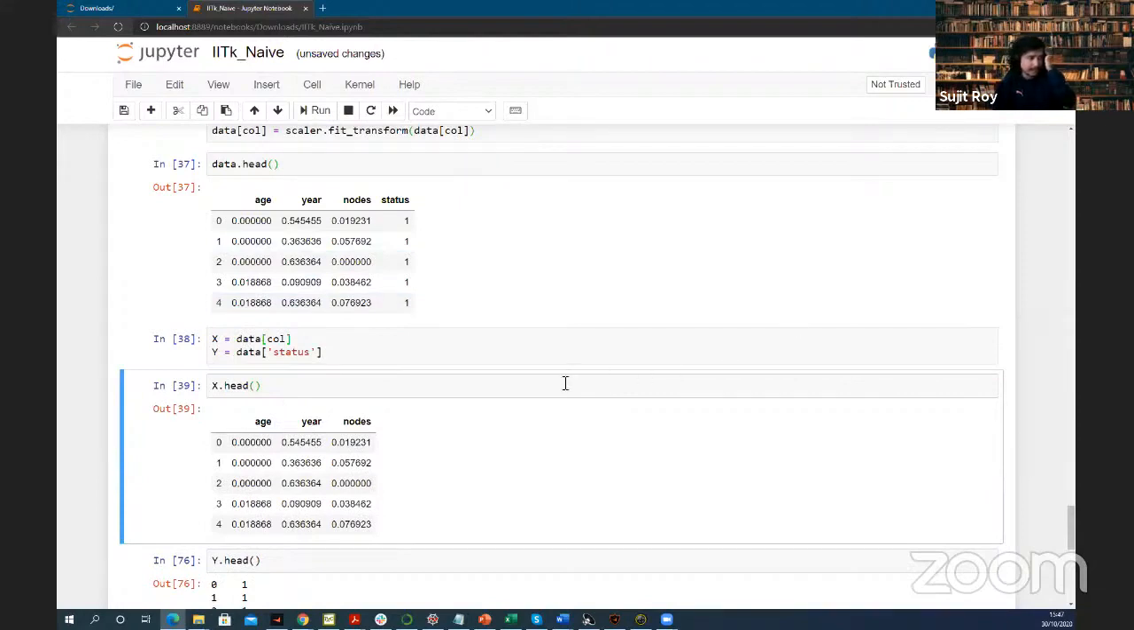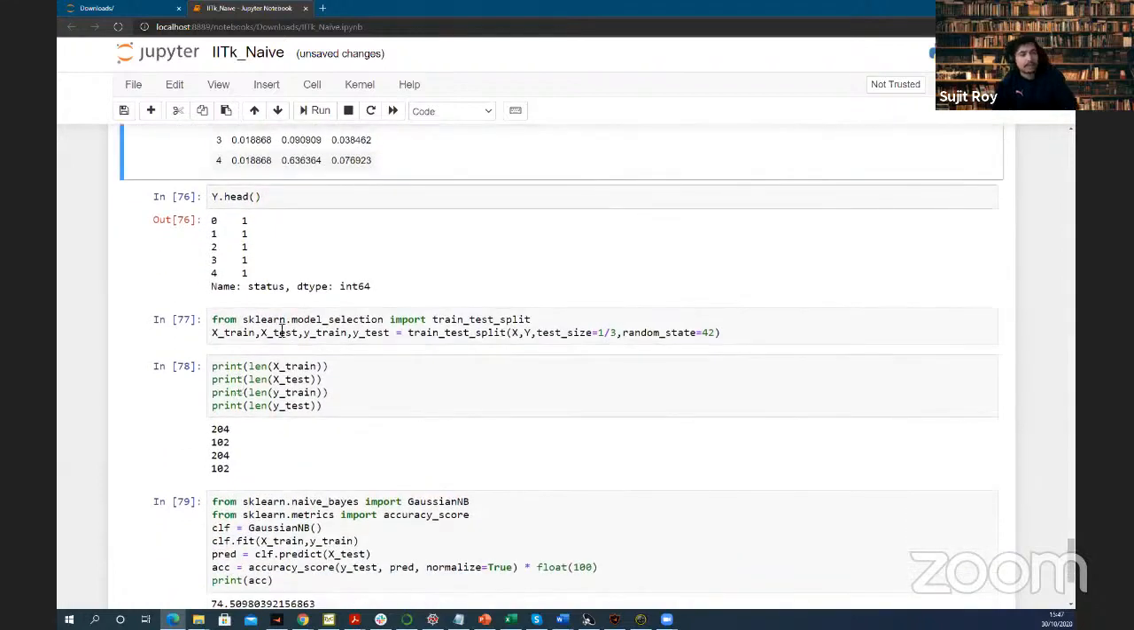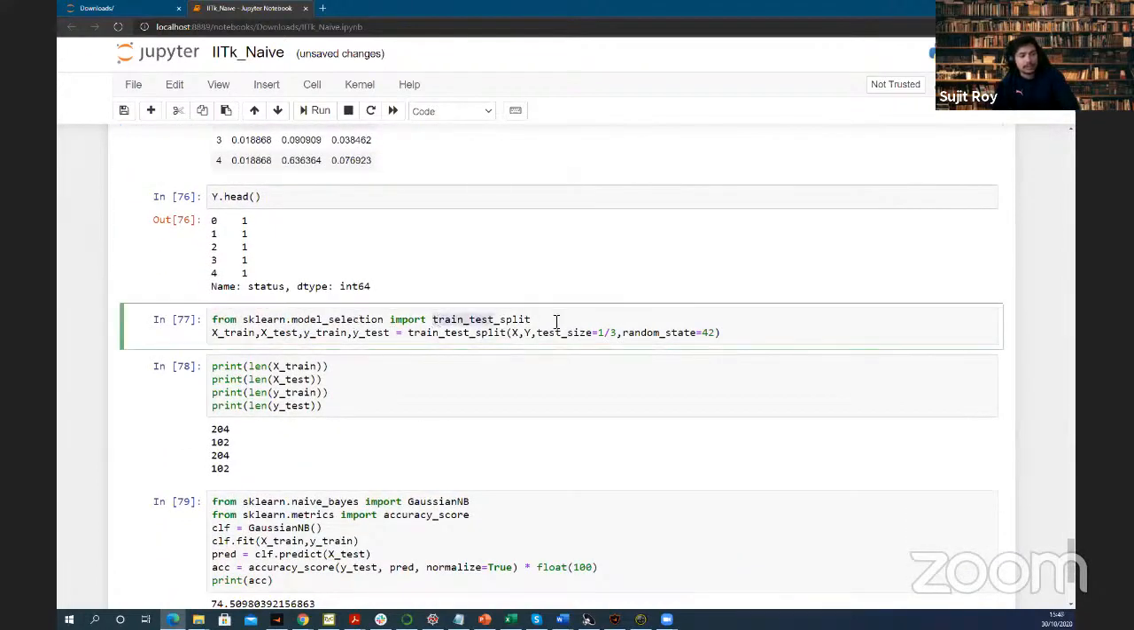Okay. So now from sklearn.model_selection, we are going to use the train_test_split. Instead of using an R function, you are using it and then distributing them into the one-third ratio, with random state 42. You can define any random state, 1, 0, anything. You have X as the data and the Y as the labels. It will split them into the X train and X test, Y train and Y test.